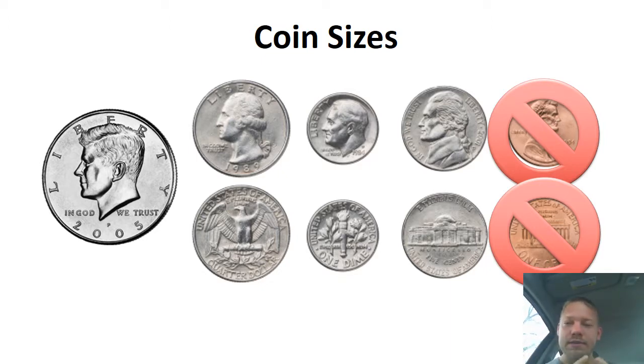So it starts with dimes, the smallest, nickel, quarter, half dollar. Anything above a half dollar is an oversized dent, which we'll probably talk about another day. So that is all you need to be able to know to determine the size of a dent.